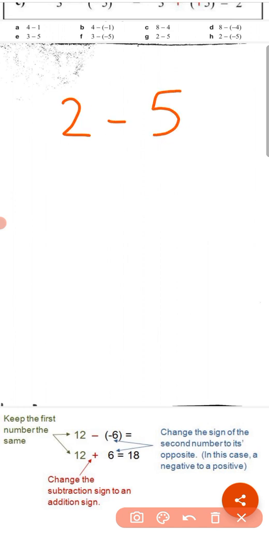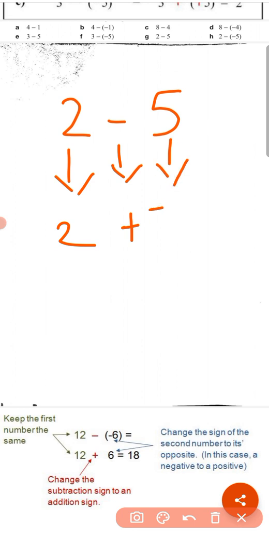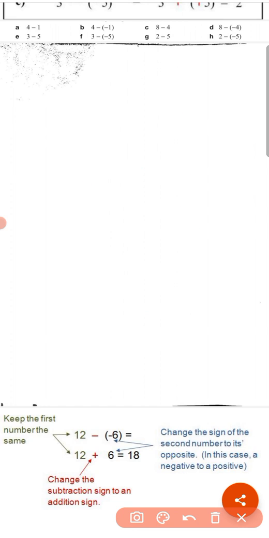Next is 2 minus 5. Write 2 first. Then change this subtraction into addition and 5 becomes negative 5. Now we are adding two numbers with different signs. So 5 minus 2 is 3. Since the larger number is negative, our answer is also negative. Negative 3.